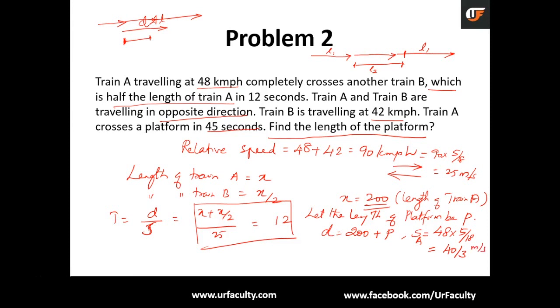I am not solving this. Please remember, don't try to reduce the fractions to a decimal. Let's take it to the end of the problem. Now, the problem is pretty straightforward. We need to find the length of the platform. And how do you do that? What is the formula? Distance is equal to speed into time. And what is the distance here? 200 plus P is equal to, speed is 40 by 3 and time is 45 seconds.